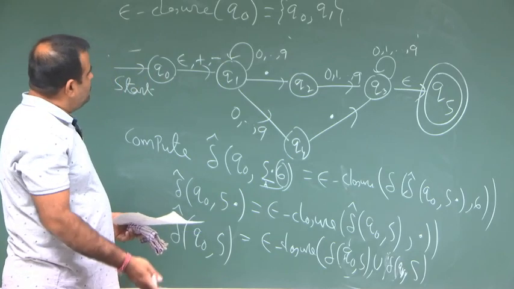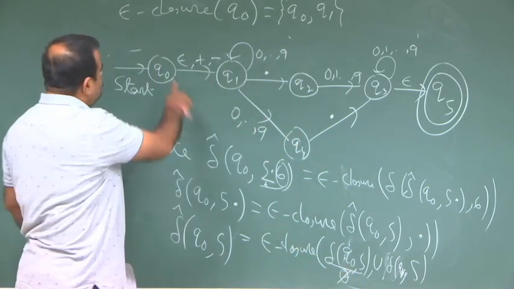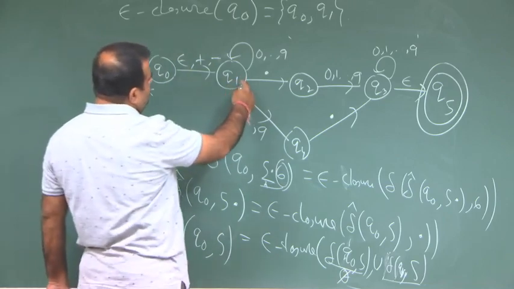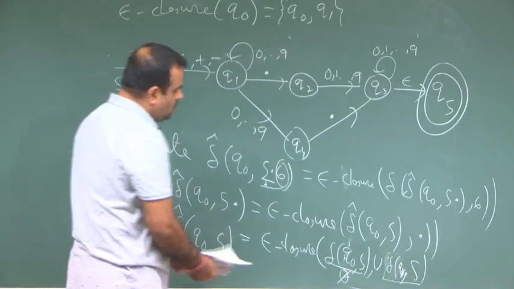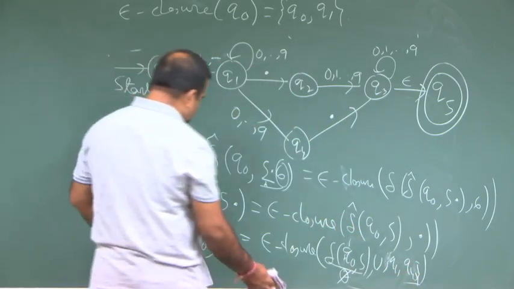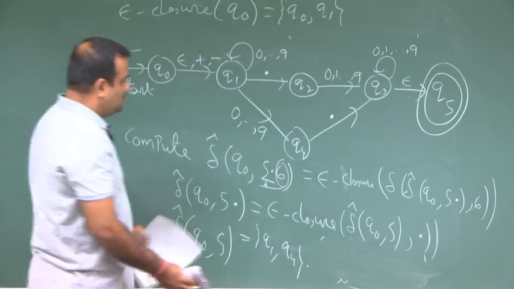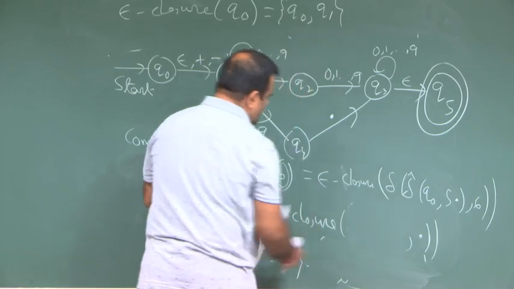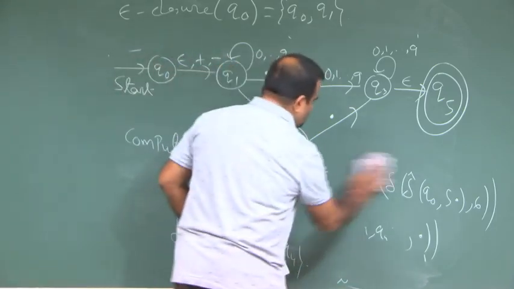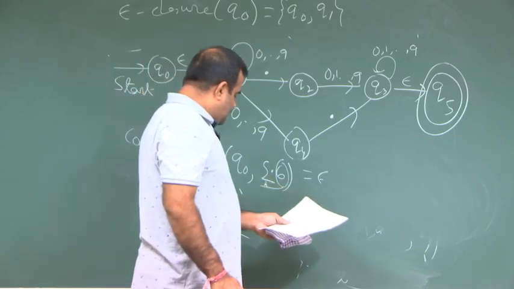So from q0 with 5, there is no move with the digit, so this is empty. But from q1 with 5 we can go to q1 and q4. So this set is nothing but q1, q4. So this we put here. This is the epsilon closure of delta of q1, q4. If you continue like this, we will eventually be getting q1 and q4.